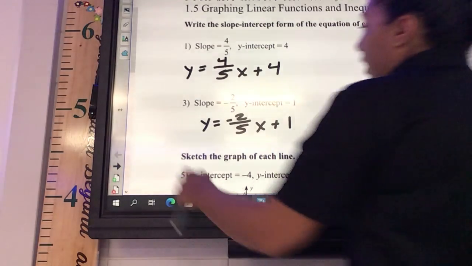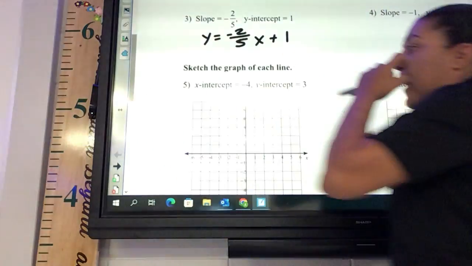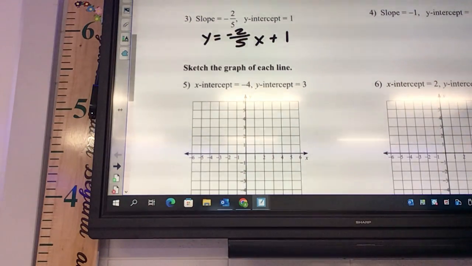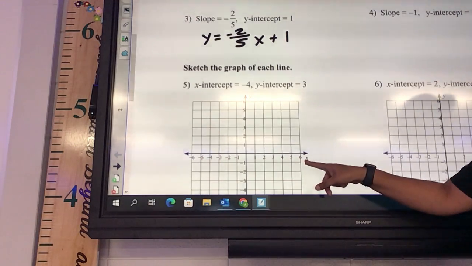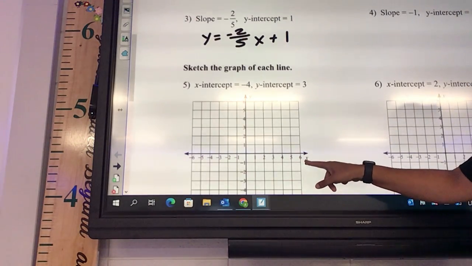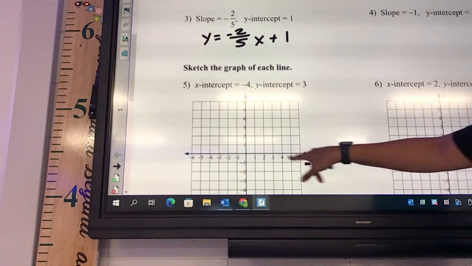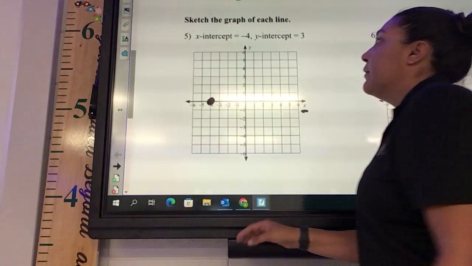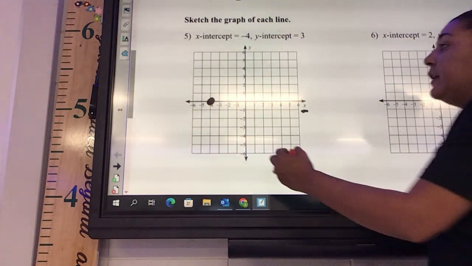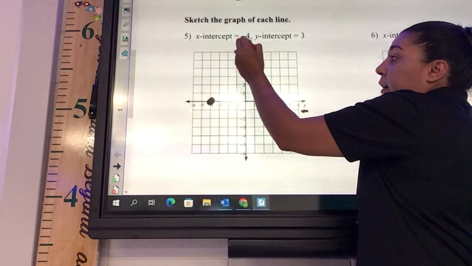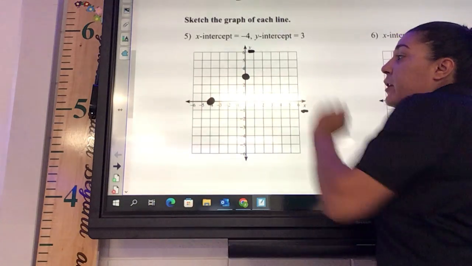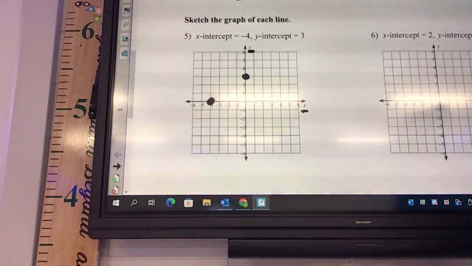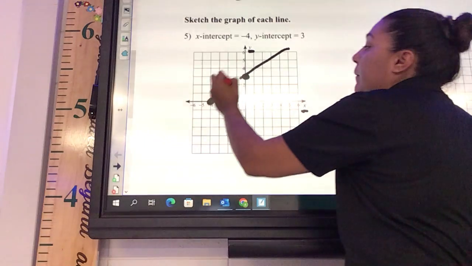Okay, look at 5. Sketch the graph of each line. How do you find the x-intercept? It literally says x right there, and you find the point. -4. So we go to the -4 and put a dot. The y-intercept is where? Y is 3. So we go to the y line, go to 3 and put our dot. And then what do you do? Draw a line with arrows on both ends.